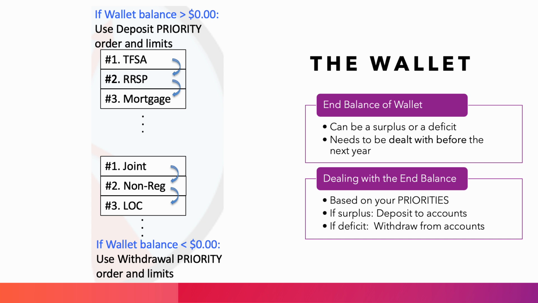Today we'll discuss how the time machine clears the wallet using your priorities, which tells it which accounts to use and in what order. For most, the default set of priorities is reasonable, so you may not need to change them. But for advanced users that want to try out many different scenarios, the priorities provide a lot of flexibility.